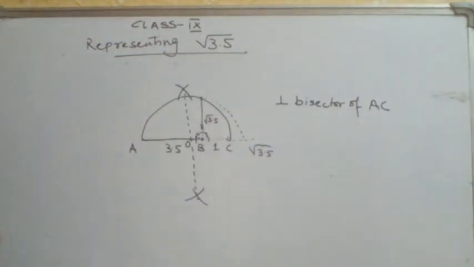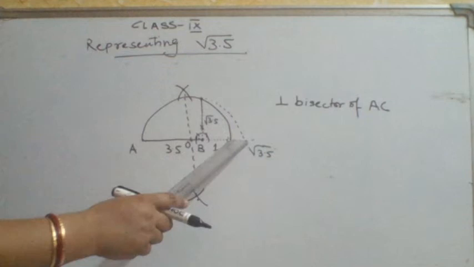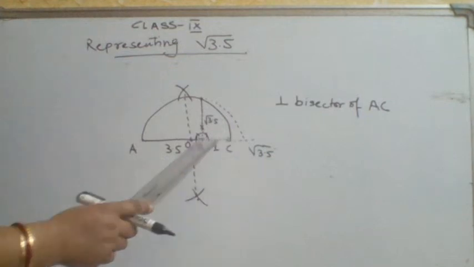Okay, so once again let us go through it, because I do not have the ruler and compass, the geometrical tools we use for this type of board. I will explain it in this manner only. This is under root 3.5. So this is the 3.5 centimeter line we have drawn. This is 3.5. Then 1 unit extended. So the final line segment is AC.